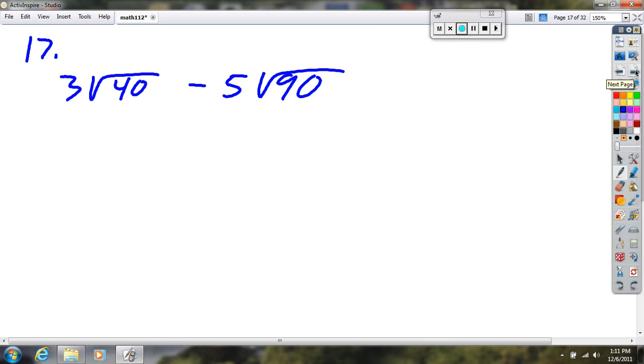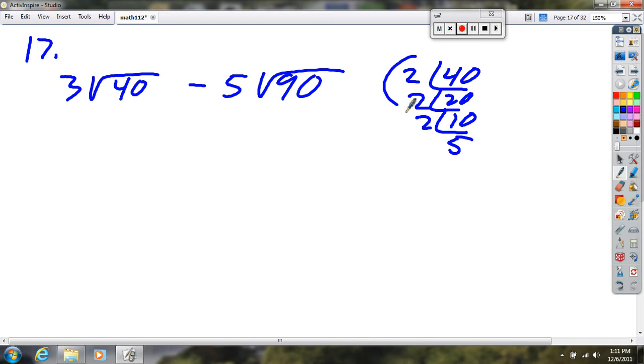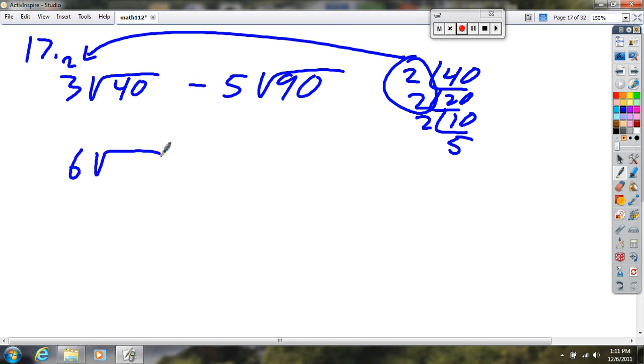We have to add these together, or in this case, subtract them. So we have to simplify. Take 40 and break it down. What goes with the 40? 2, 20 times, 2, 10 times, 2, 5 times. A pair of 2s. The pair of 2s comes out and goes here. So 2 times 3 is 6 times the square root of what's not circled. 2 times 5 is 10.